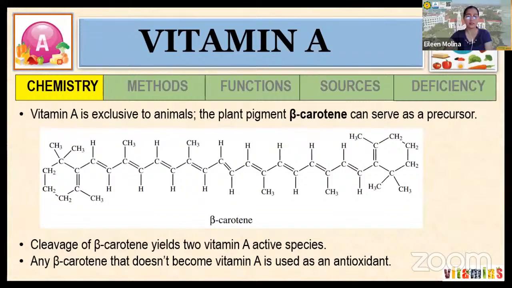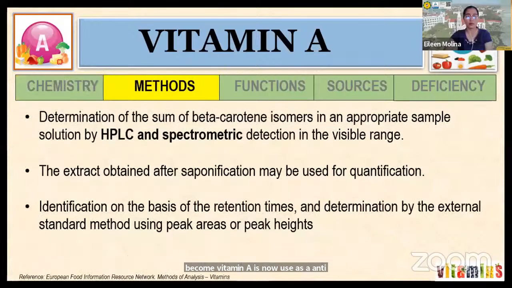Vitamin A is exclusive to animals. The plant pigment beta-carotene can serve as a precursor. The cleavage of beta-carotene yields two vitamin A active species. As we had discussed, any beta-carotene that doesn't become vitamin A is now used as an antioxidant. So if you see some studies related to the antioxidant property of vitamin A, it's related to this.